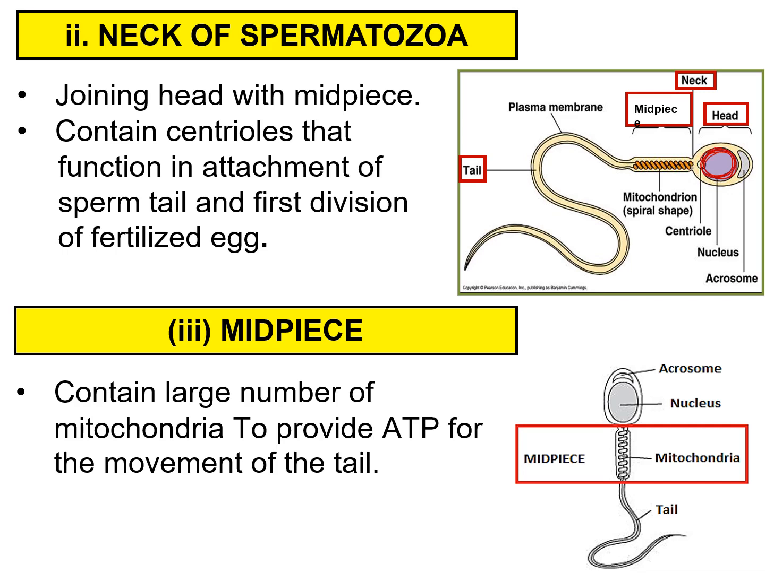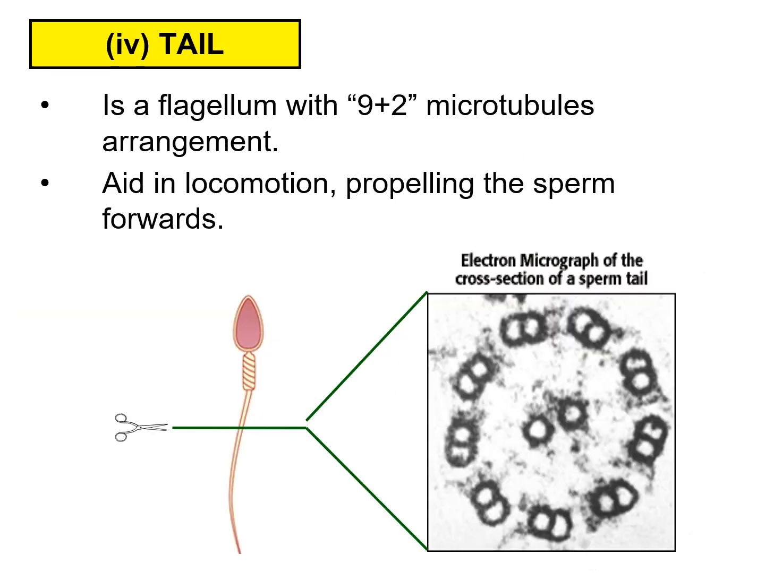The midpiece contains a large number of mitochondria. Sebab tu dalam struktur ni, bila dia lukis memang ada struktur mitochondria. This is important. Mitochondria are important to provide ATP for the movement of the tail, because the tail needs the energy to propel the sperm to swim through the female reproductive tract to find the secondary oocyte in the fallopian tube.